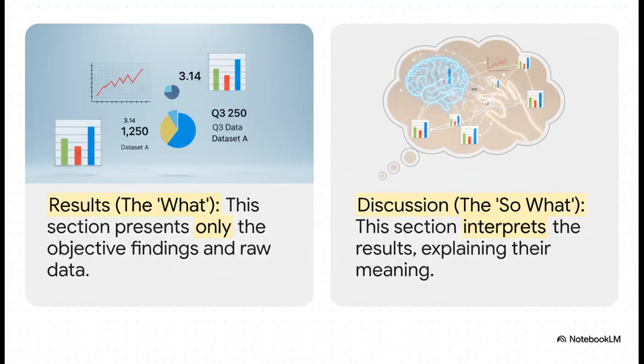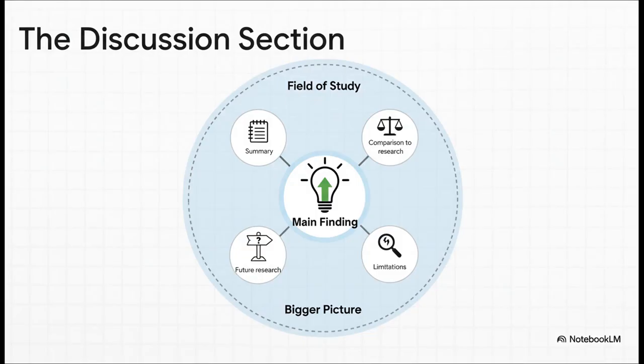It is so important to understand the difference here. The results section gives you only the objective facts, the raw data, often presented in tables or charts. This part is strictly about the numbers and the statistical findings, with no interpretation. The discussion, on the other hand, is where the authors step in to explain what they believe those facts actually mean.